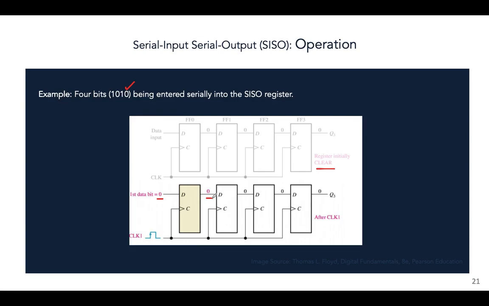I'm not going to be showing you the truth table of a D flip-flop. You've already seen it, you already understand it. If you need a refresher of what a D flip-flop does when it gets 0 or when it gets 1, you will have to take a quick look back. So the first data bit comes in, it's 0, and the output of the first flip-flop is also 0.